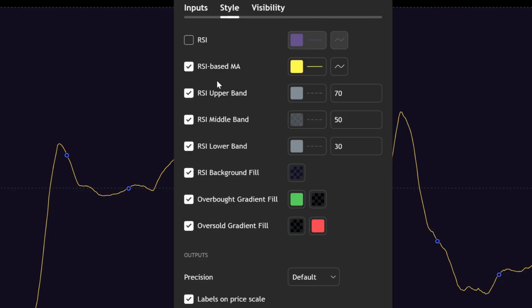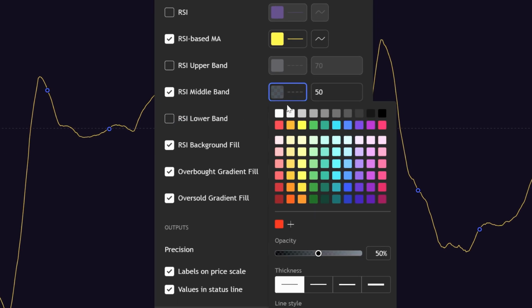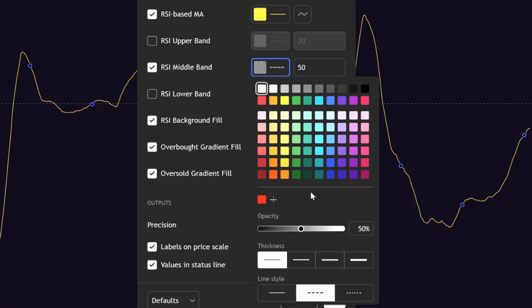Next, you'll probably see the RSI upper band and RSI lower band, usually 70 and 30. Since our strategy doesn't really use the typical overbought and oversold concept, let's just uncheck both of those to keep this indicator nice and clean. However, we definitely want to keep the RSI middle band visible. That line right at the 50 level is crucial for our signals.